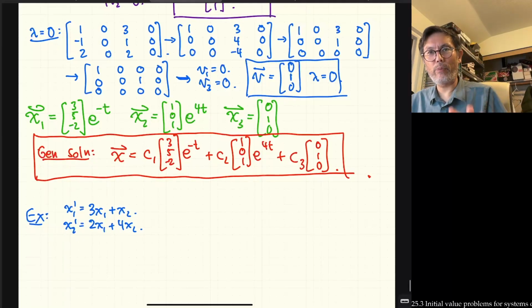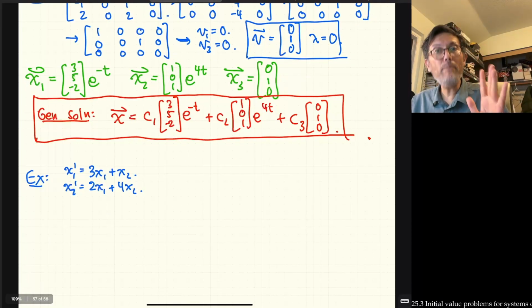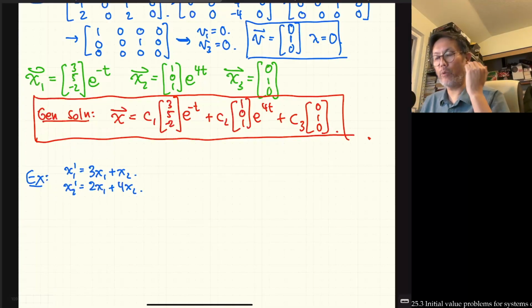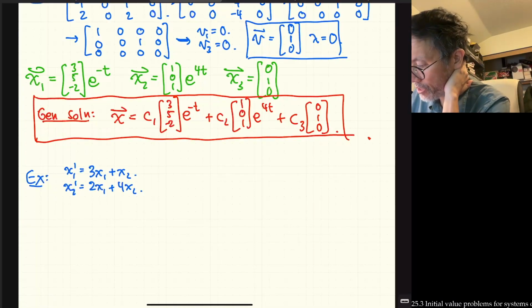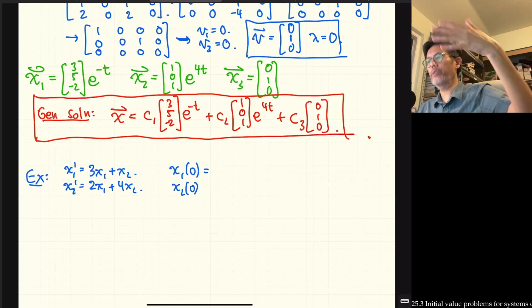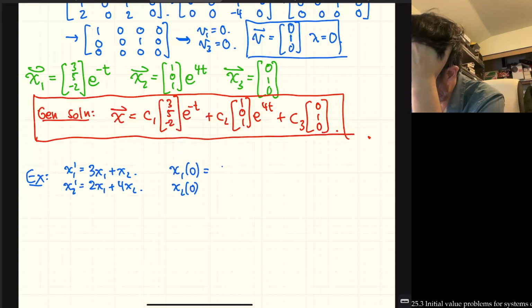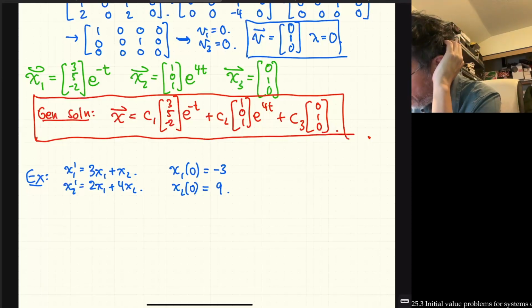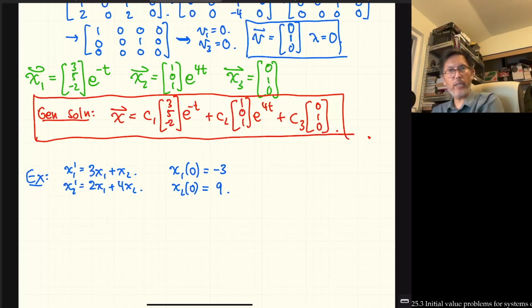Okay, but before I write down the general solution, let me specify the initial conditions that we want to work with. So the initial conditions are going to be a specification of x1 and x2 in this case at 0. And we'll say that x1 of 0 is, how about -3? And x2 of 0 is going to be 9.